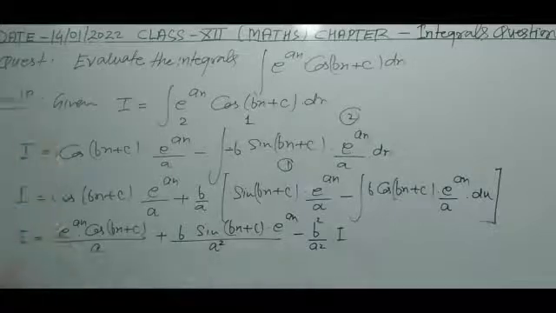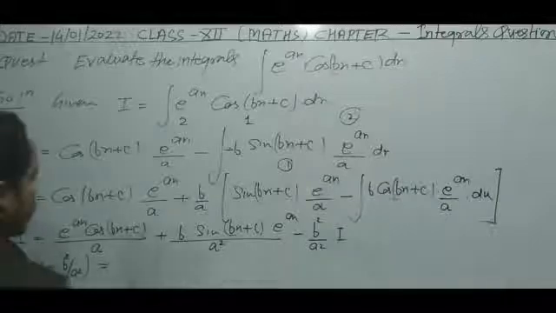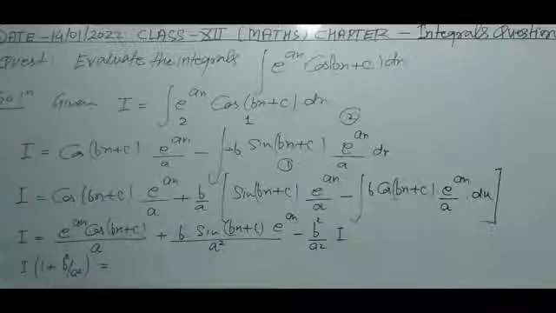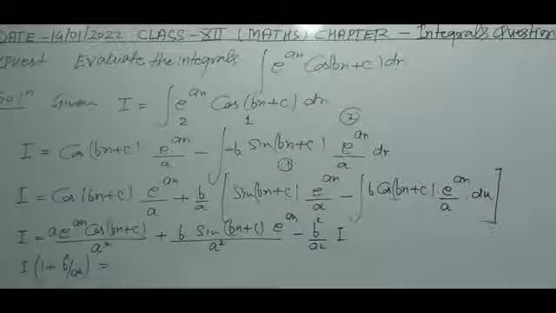Now it will come in left hand side. So I in bracket 1 plus b square by a square is equal to, we can write, this is common, e to the power ax. Suppose we have taken common. So what will we get as the result? e to the power ax, and this is a, and suppose I am considering here a square. So a square you can take easily common.